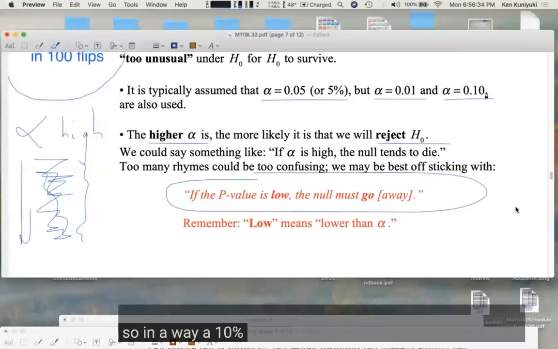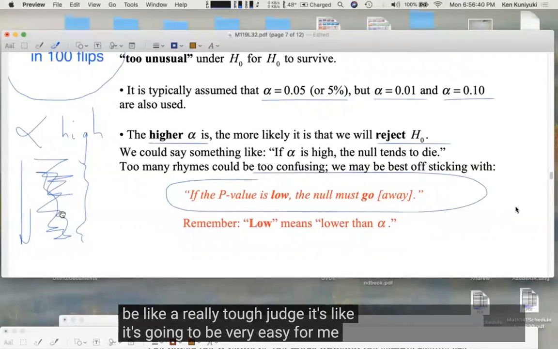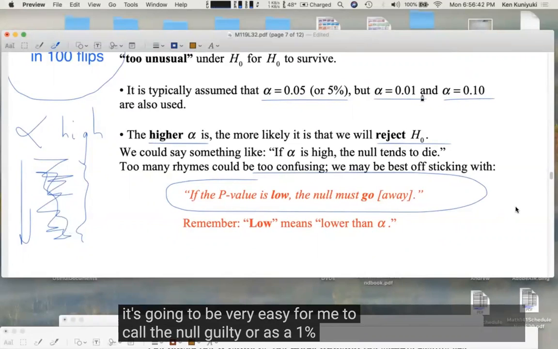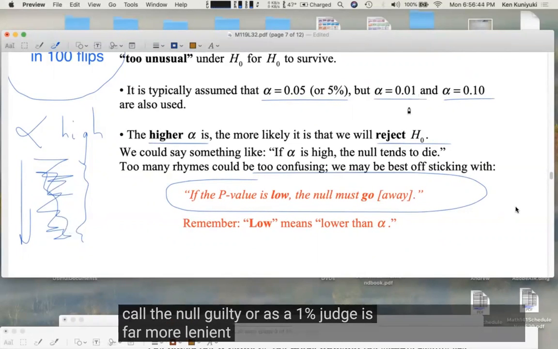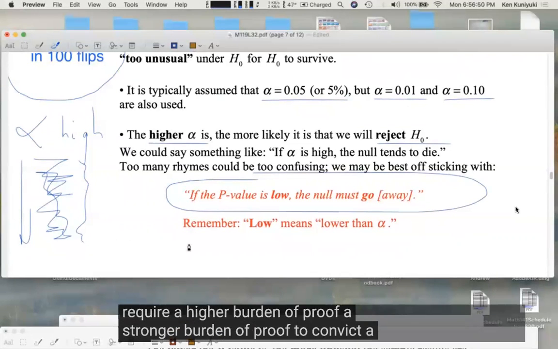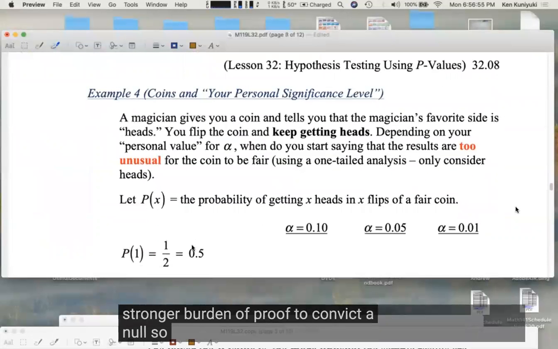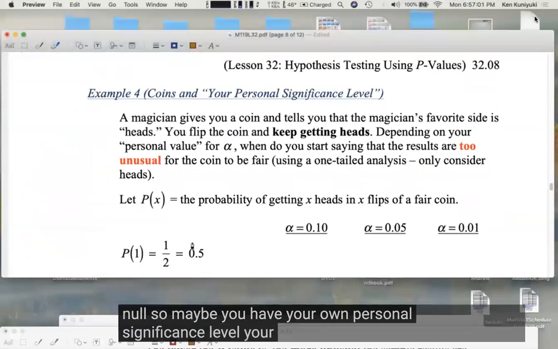So in a way, a 10% value for alpha would be like a really tough judge. It's like, it's going to be very easy for me to call the null guilty. Whereas a 1% judge is far more lenient. A 1% judge would require a higher burden of proof, a stronger burden of proof to convict a null. So maybe you have your own personal significance level, your own personal idea as to what alpha should be.